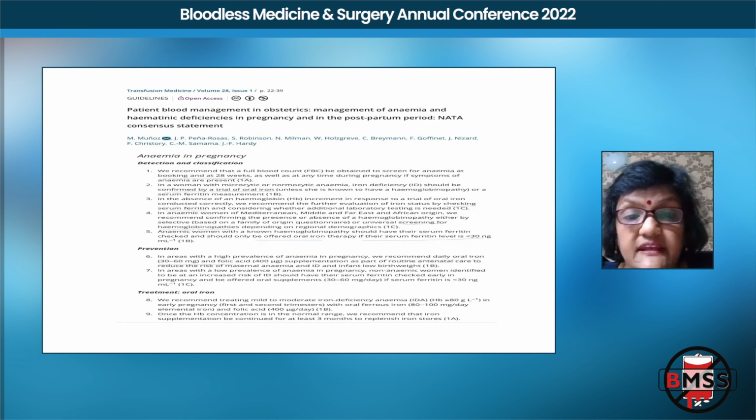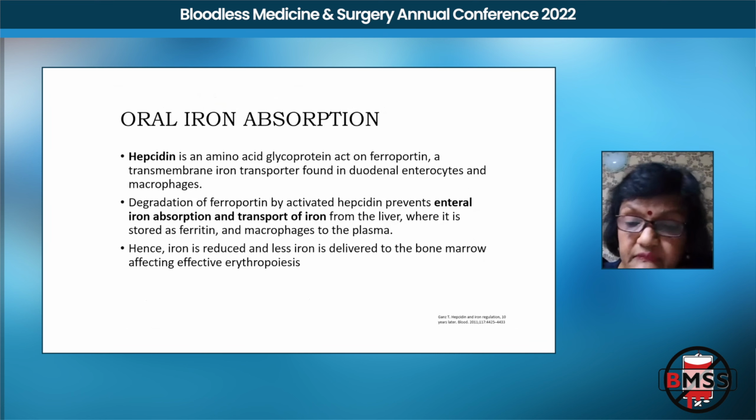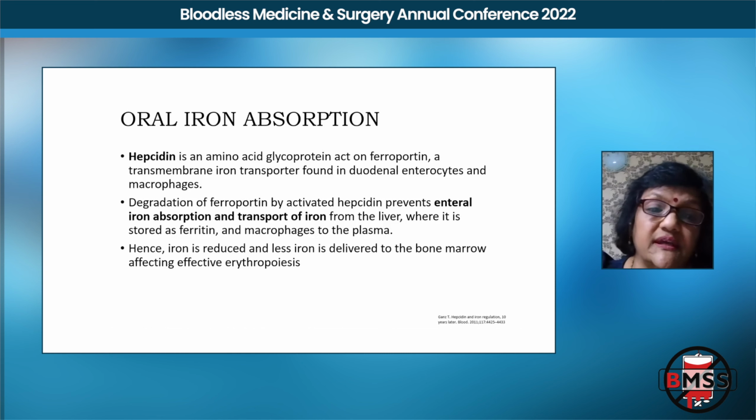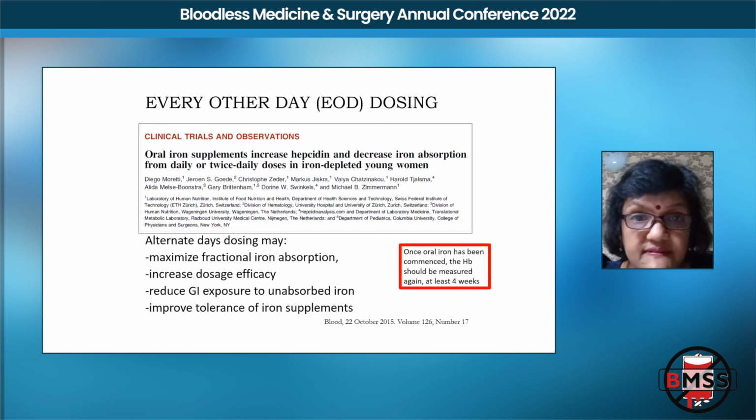In this statement, it says all mothers should be offered iron if their serum ferritin is less than 30 nanogram. As a preventive measure, they can be given 30 to 60 milligram, and in a therapeutic form, 80 to 100 milligram. We know the problem with oral iron absorption: because of hepcidin, it prevents enteral iron absorption and transport of iron from the liver, and therefore less iron is delivered to the bone marrow to give effective erythropoiesis.